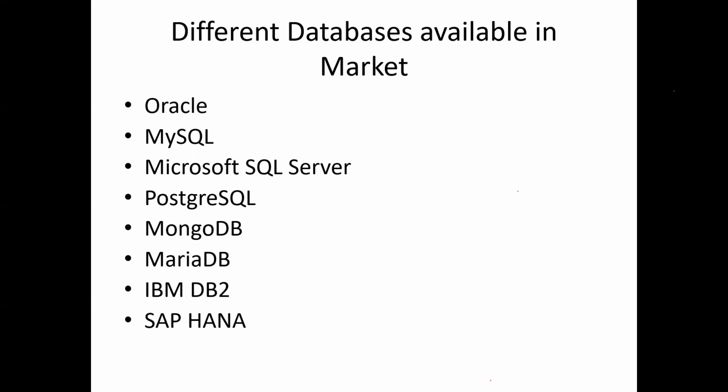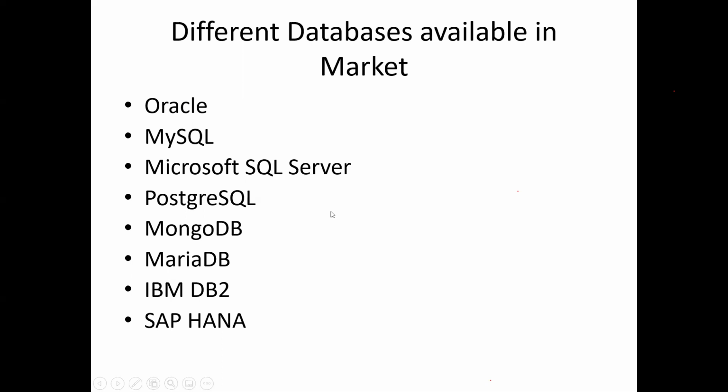All the databases work the same way, but different companies use them. Suppose we consider the Oracle database. The Oracle database is developed by Oracle software solutions. The MySQL database is developed by Sun Microsystems. Microsoft SQL Server is developed by Microsoft. But the whole process, how to communicate and how to retrieve the data, is the same. Different databases are simply from different companies. So these are the different databases.